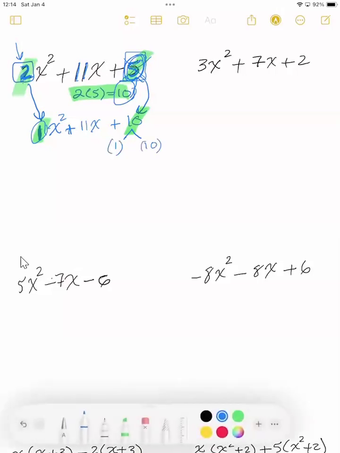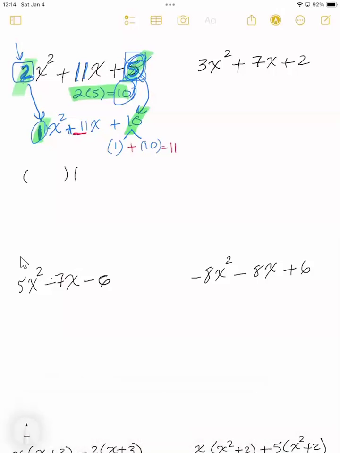1 times 10 is 10. Let me add them. So if I get what I need, I don't go any further. 1 and 10 is 11. So I stop here. So I open up the 2 parentheses. I put x in each parentheses. Then I put 1 and 10, which is 1 is positive, I put plus 1. 10 is positive, I put plus 10.